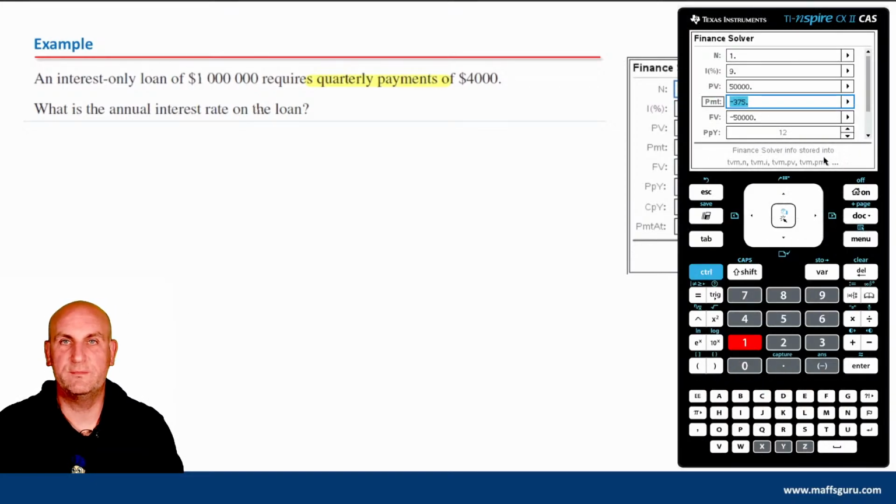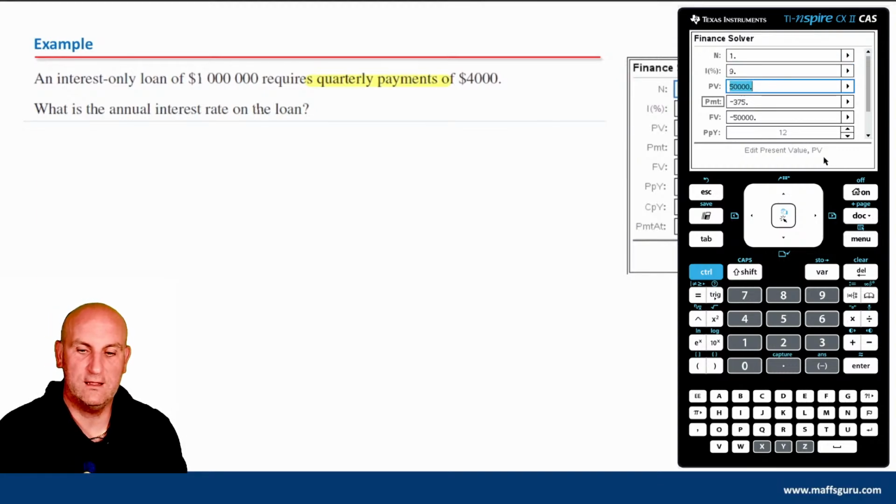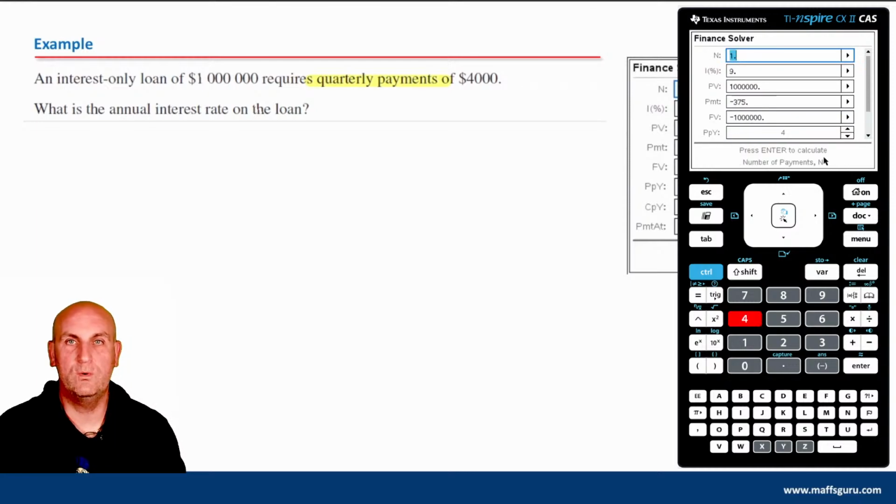Let's see what happens if I use my TI Inspire. N, it's interest only, so it can be anything. I'm trying to find my interest rate. My principal value, I've taken out a loan, so 1 million. My future value would be minus 1 million. My PPY and my CPY would need to be 4. So an interest-only loan with quarterly payments of 4,000, so minus 4,000. And what is the interest rate? Hit enter, and there we go.